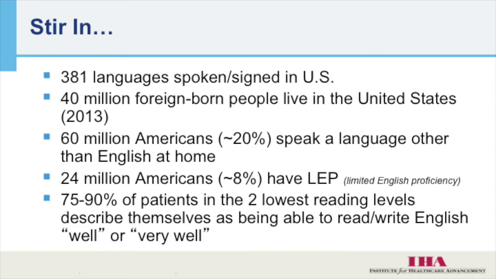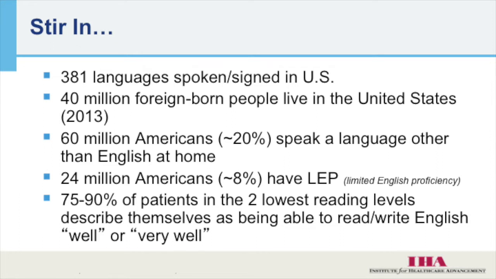A few other things to stir in here. 381 languages are spoken or signed in the United States. As of 2013, 40 million foreign-born people were living in the United States. 60 million Americans, that's about 20%, speak a language other than English at home. 24 million Americans, about 8%, have limited English proficiency, right? And this is probably the most onerous one of all.